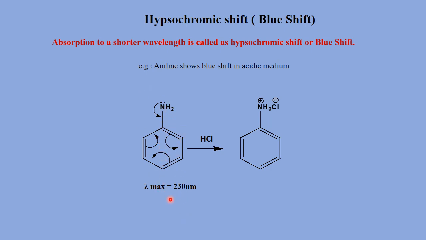In the presence of NH2, aniline shows a lambda max value of 230 nanometers. But when we treat this aniline with acid, there is protonation. That is, this lone pair gets utilized for the protonation. So there is no resonance involvement of the lone pair. So lambda max decreases because the chromophoric length decreases. The lambda max value is 203 nanometers. So it decreases from 230 nanometers to 203 nanometers.